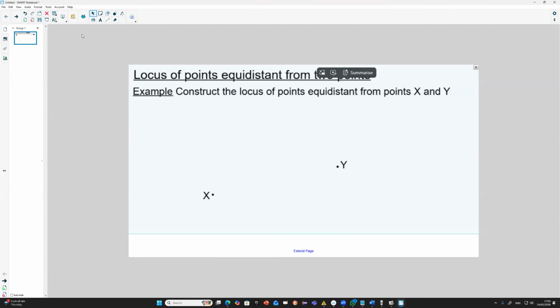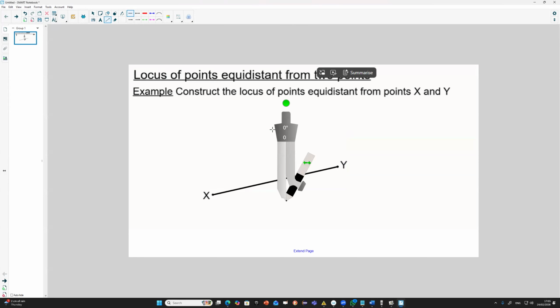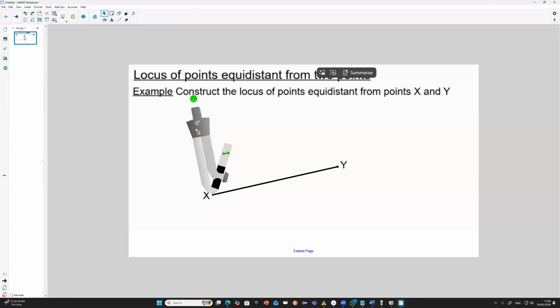There we go. Right, so I can join up the points X and Y. Then you get your compass. Put your compass point on X, like that. You open up the compass so that it is more than halfway along the line. And then you draw the arc.